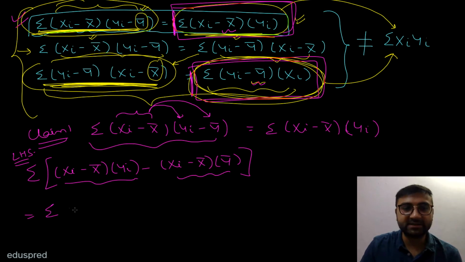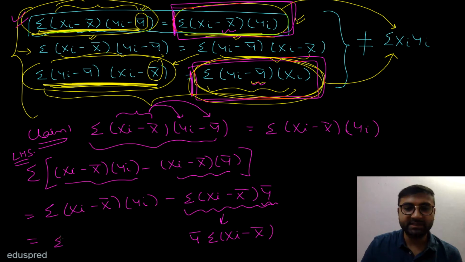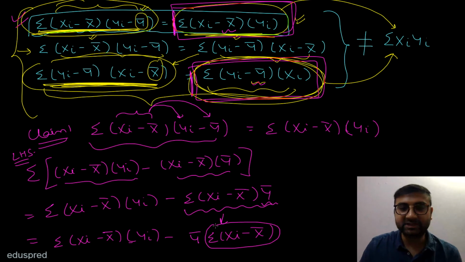is the second term, then I'll have summation (xi minus x bar) multiplied by yi minus summation (xi minus x bar) y bar. Now see this y bar that you see over here, this can be written outside the summation sign because it does not have any role inside the summation. This y bar is a particular constant. So that means this second expression can be written as y bar summation (xi minus x bar), and the first expression remains as it is. Now in the second expression we have y bar multiplied by this, and this is actually equal to 0.